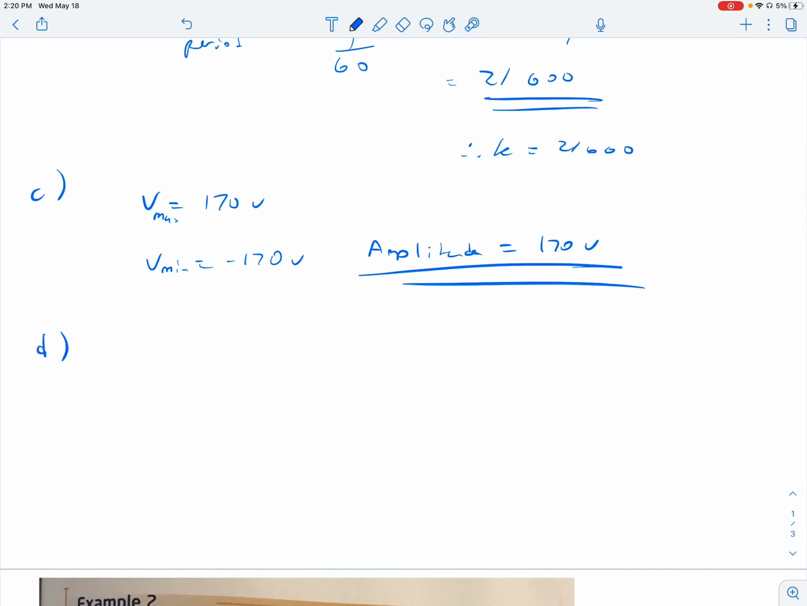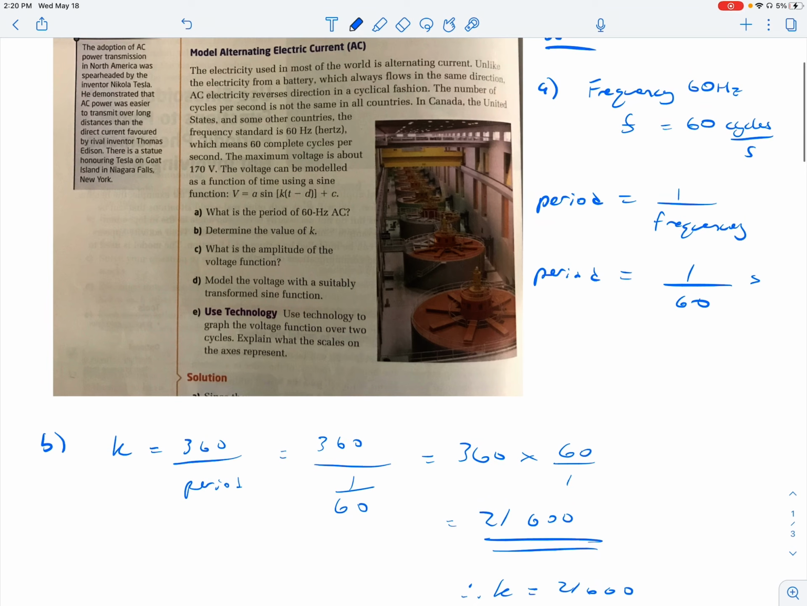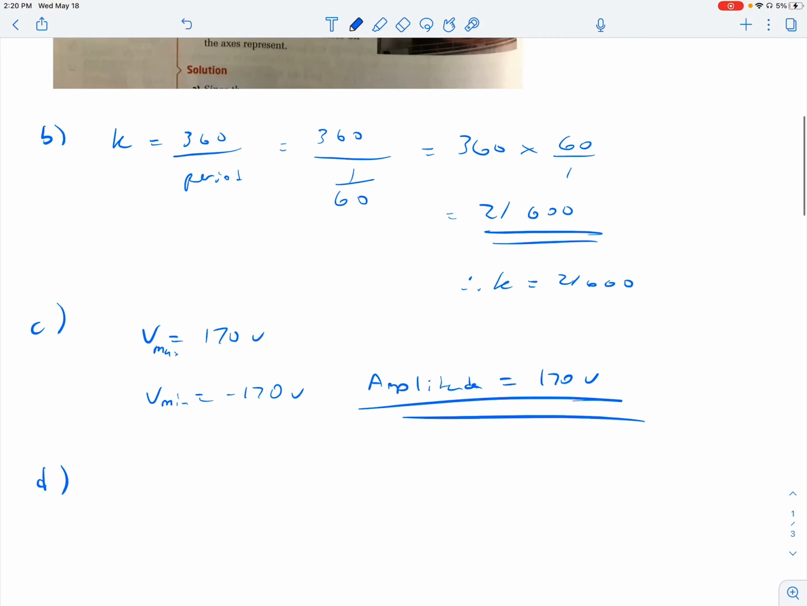All right, part D, model the voltage with a suitably transformed sine function. So the voltage is going to equal the amplitude, 170, times sine. The K value we found to be 21,600. And then we'll put T for time, and then we'll close that up and write plus C. So this is all we have for now. We actually don't know D or C.